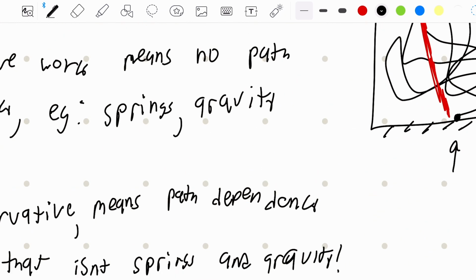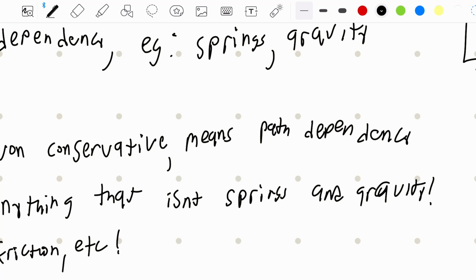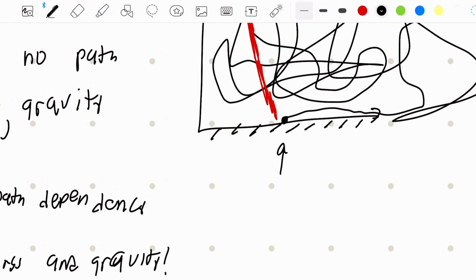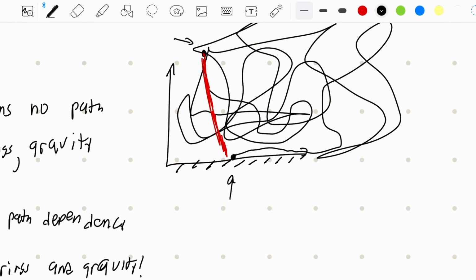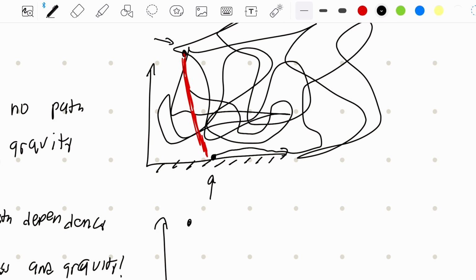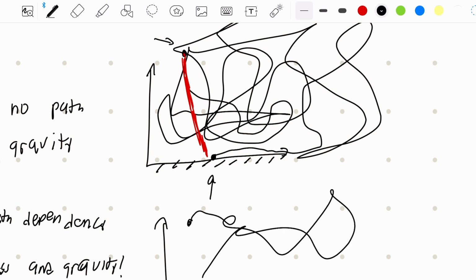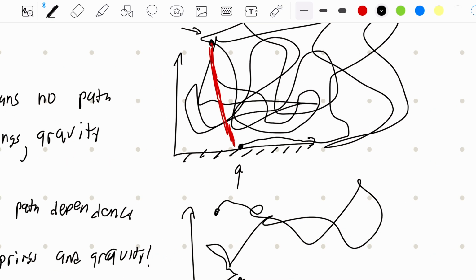Now, non-conservative work means it is path dependent. So it does matter if it takes a really crazy looking path from here to here. And if it does, all this has to be factored in. It's not just displacement anymore. It is the total path length. Everything in that path does count towards the work done. That's what non-conservative work does.